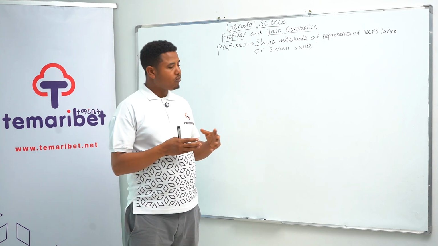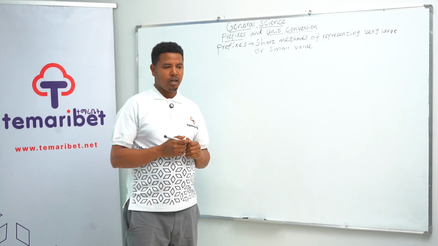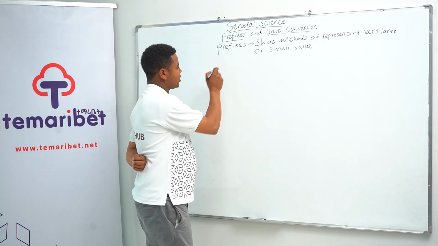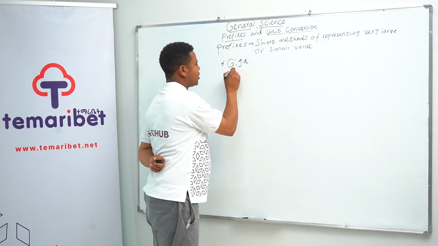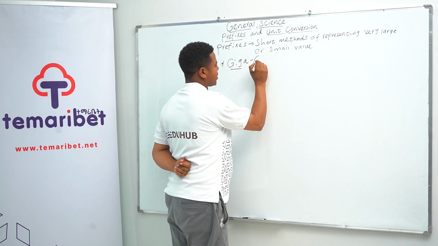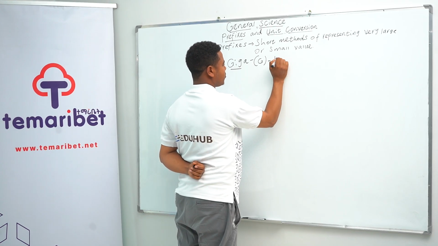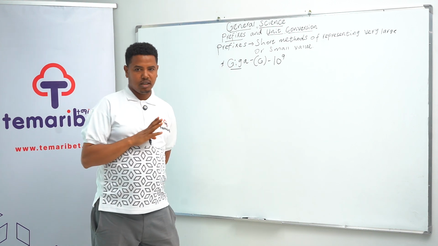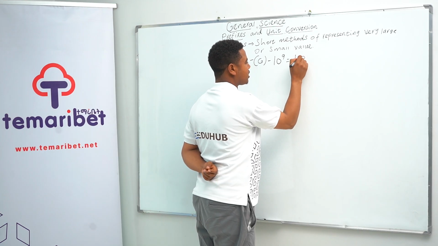So to avoid such type of confusion we just use prefixes. The most common prefixes are listed here. The first one is Giga. We use Giga to express very large numbers. We can write shortly as G, which is 10 to the power of 9. This means when the number has 9 zeros next to 1, which is equivalent to 1 billion.